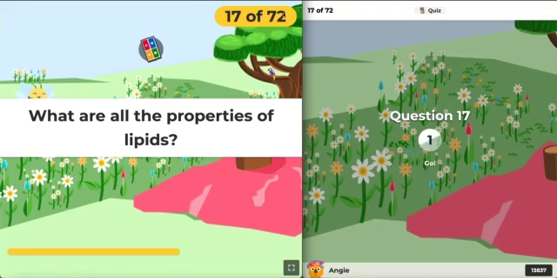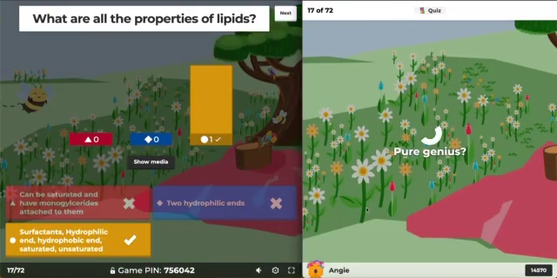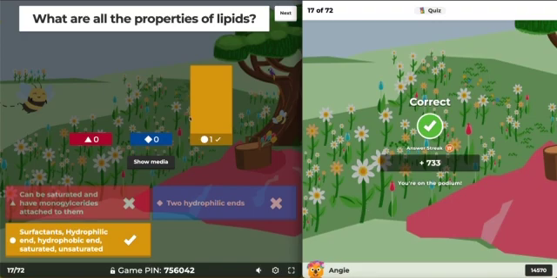What are all the properties of lipids? So lipids have a lot of properties. They do, like I said, have a hydrophilic end and a hydrophobic end. They are saturated and they can be unsaturated, and they have a bar soap kind of texture. They're like slimy.